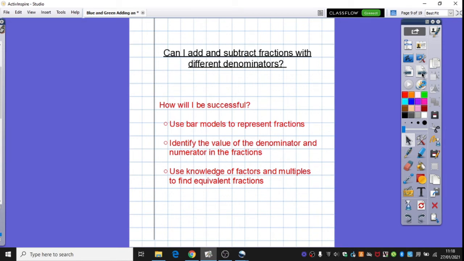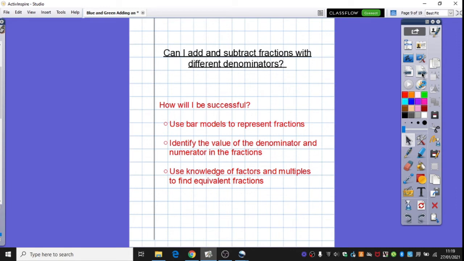Now to be successful today, bar models are going to be really useful to represent fractions. So just a reminder that bar models, we use these to try and represent questions. And as we go further through the school, we come to more complex maths questions. And if we've got a good understanding of how to use those bars, it can really help us to break those problems down. We're going to need to identify the values of denominators and numerators in the fraction.